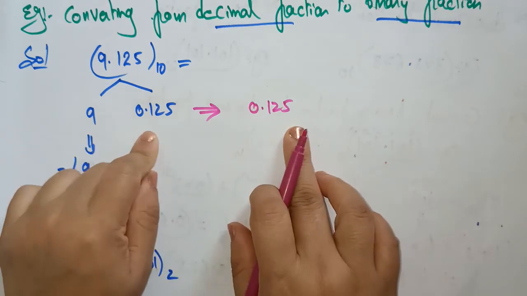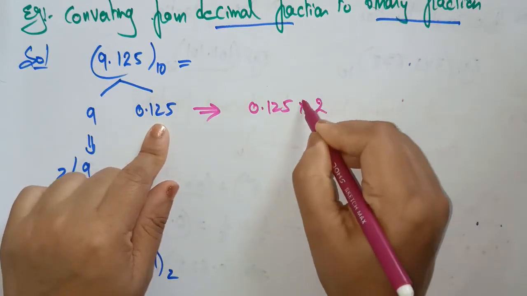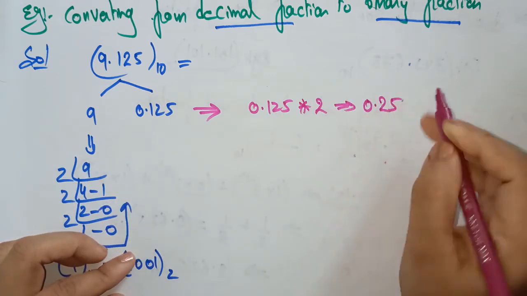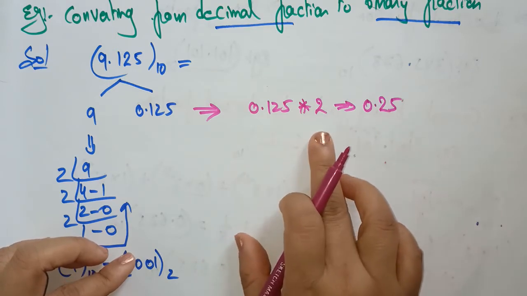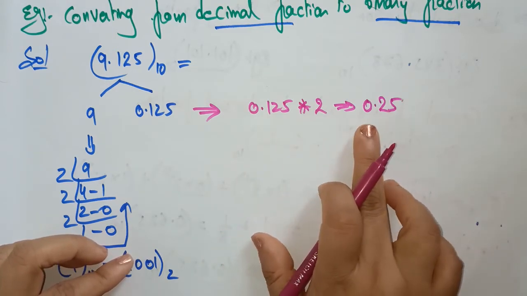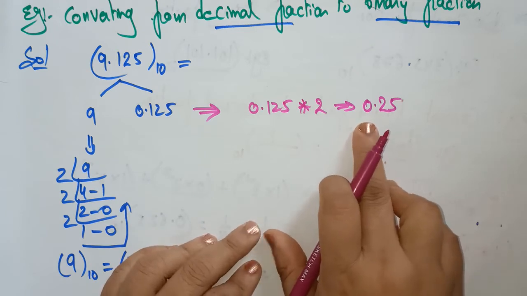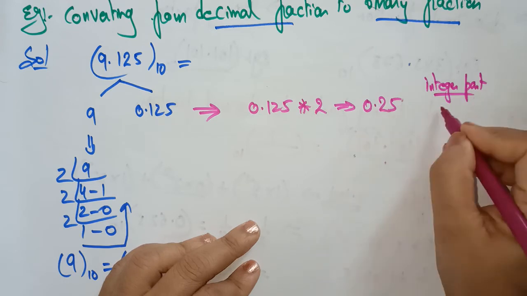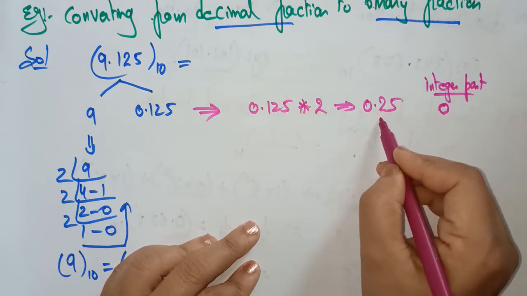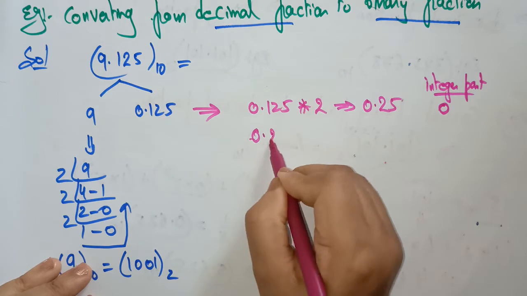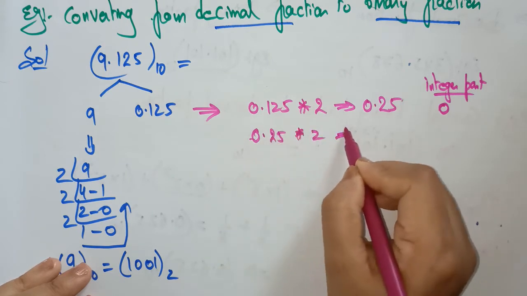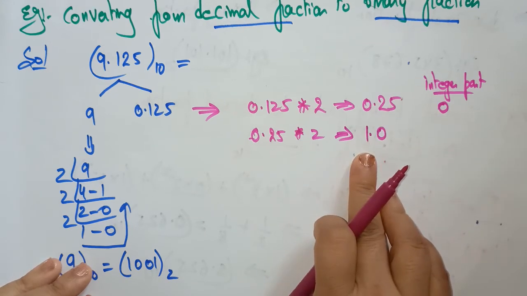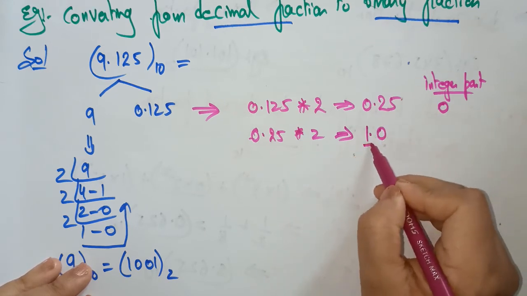0.125 multiplied by 2, you get 0.25. Take only the integer part. What is the integer part here? It is 0. The remaining fraction part is 0.25. 0.25 again multiplied by 2, you get 0.5. What is the integer part here? The integer part here is 1.